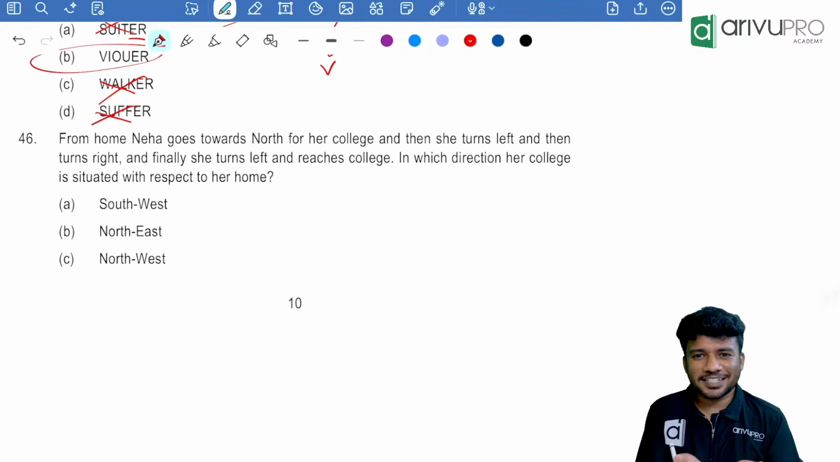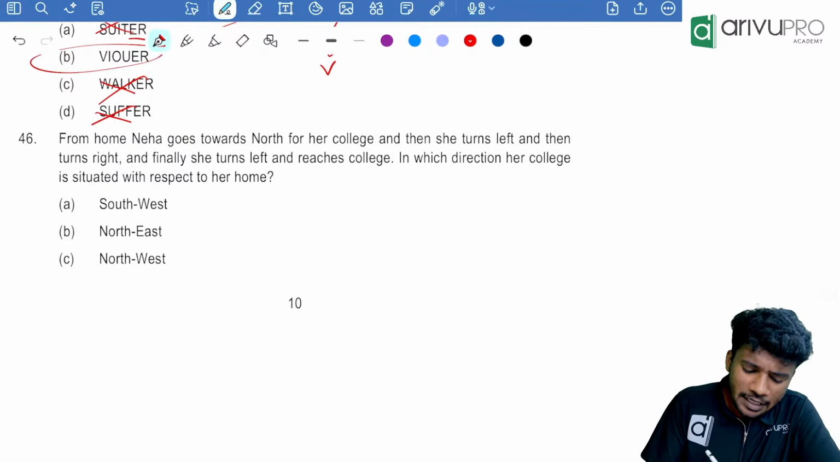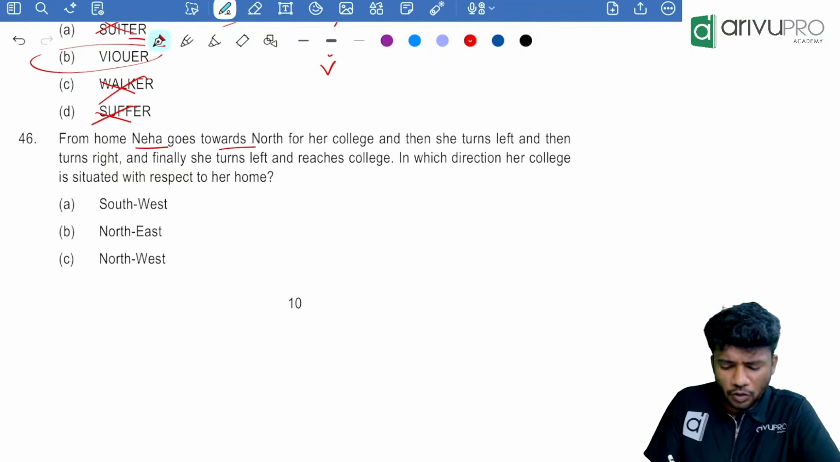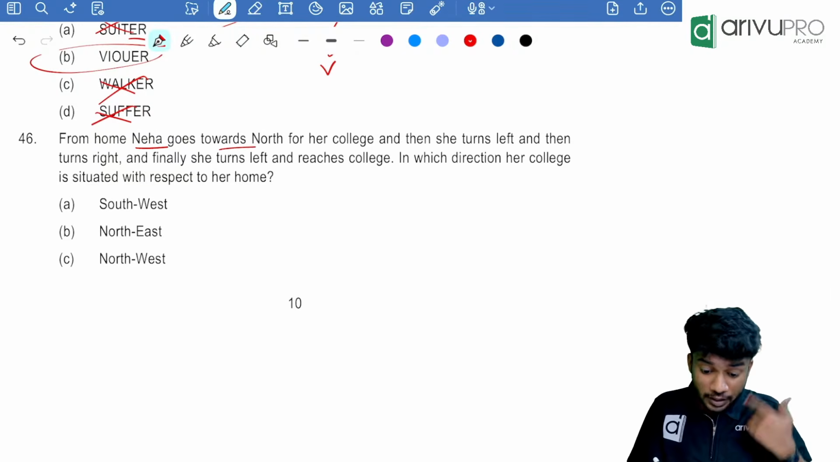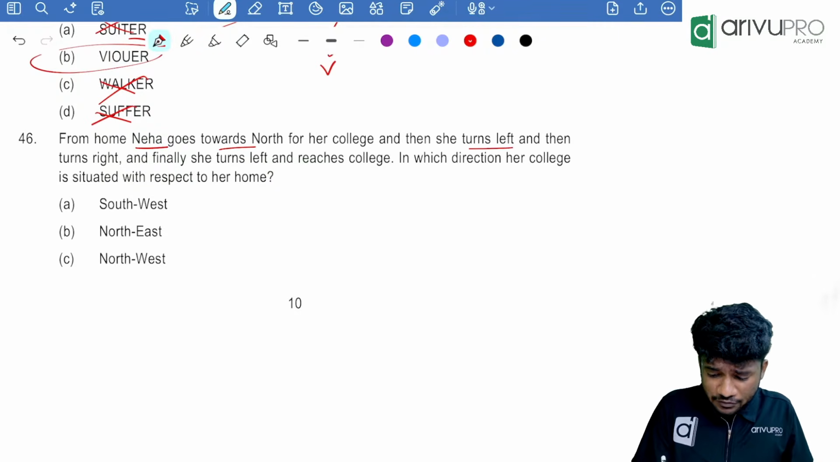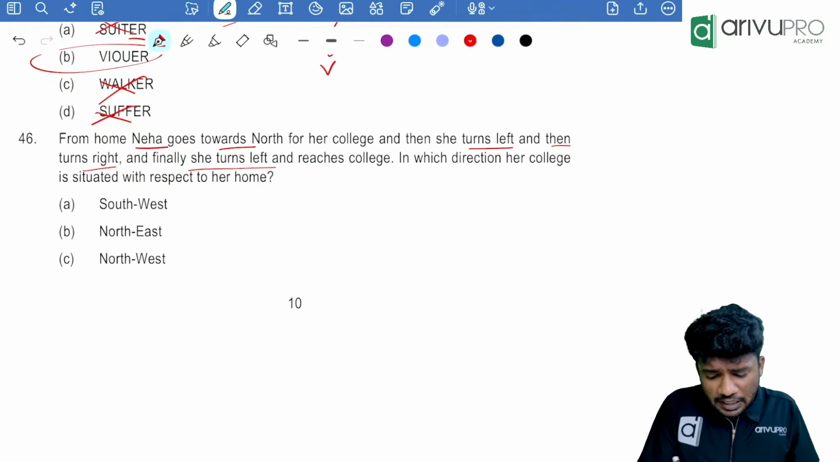One direction test. Very easy chapter. Now, from home, Neha goes towards north from her college. Okay, for her college. Then she turns left. Then she turns right. Finally, she turns left.